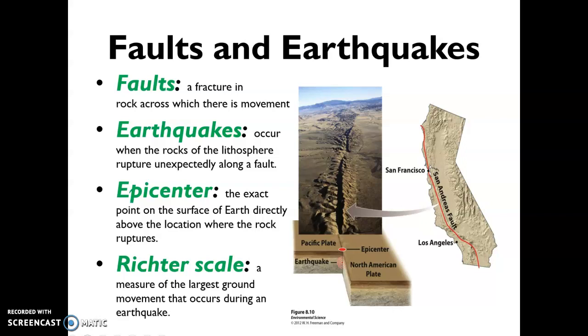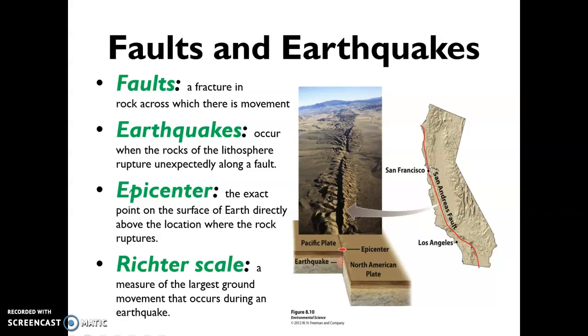So, first some definitions. A fault. A fault is a fracture or a break in rock across which there is movement. Earthquakes. Earthquakes occur when rocks of the lithosphere rupture unexpectedly along a fault. So you have a fault and the rocks are either pressing together or sliding around, and the pressure builds up. Eventually that pressure becomes so great, but we can't predict when it happens, so it's going to be an unexpected occurrence. And when the pressure mounts and one gives, then you have an earthquake.